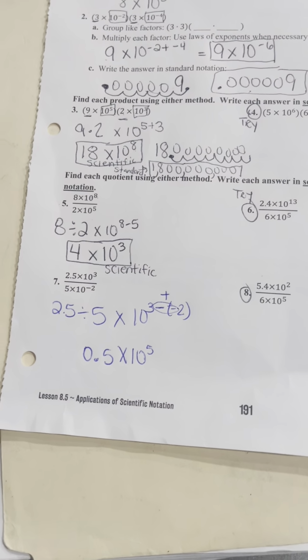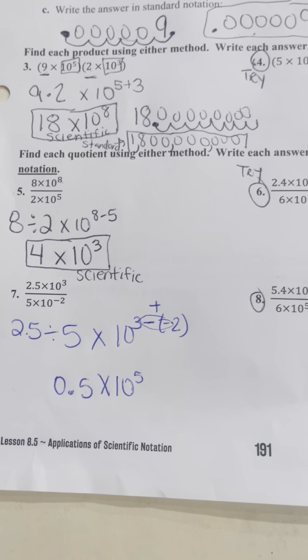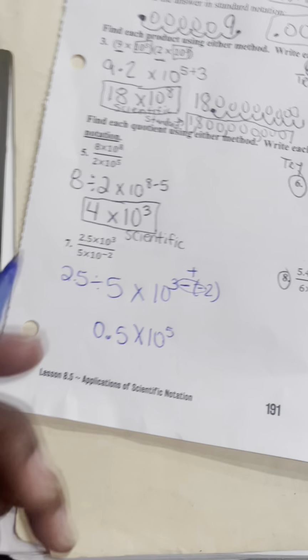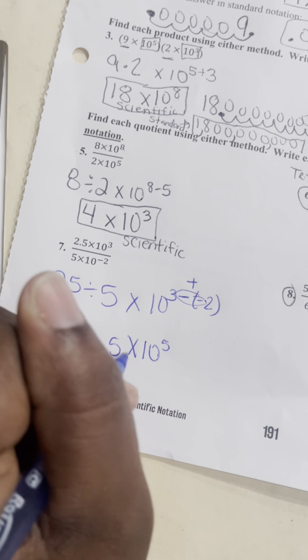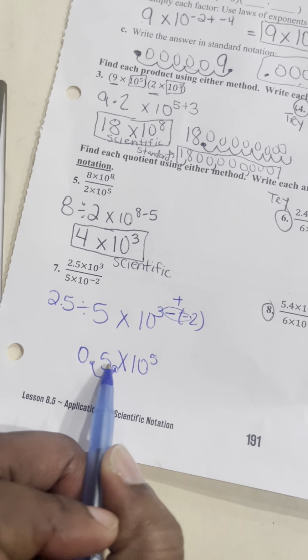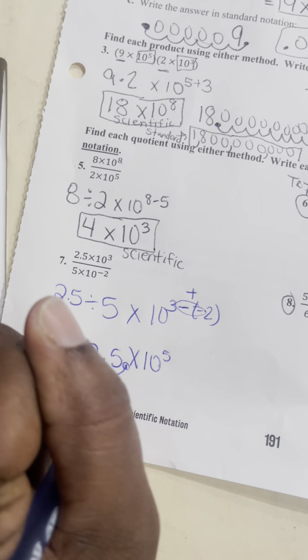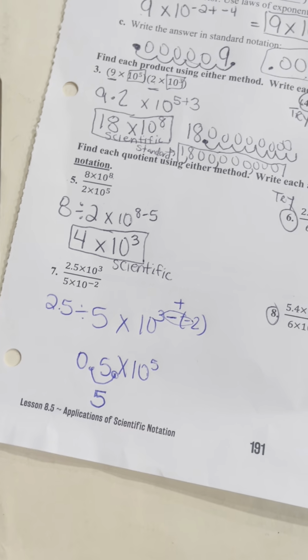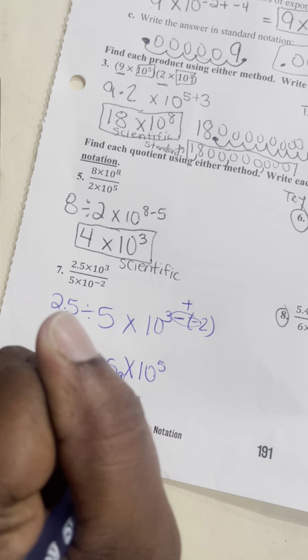So this is not my final answer because I do not have one number in front of the decimal that's between 1 and 9. It's a 0 in front of the decimal. So that means I need to move my decimal over 1 time. So I have a number in front of the decimal that's between 1 and 9. So this will be 5 times 10.